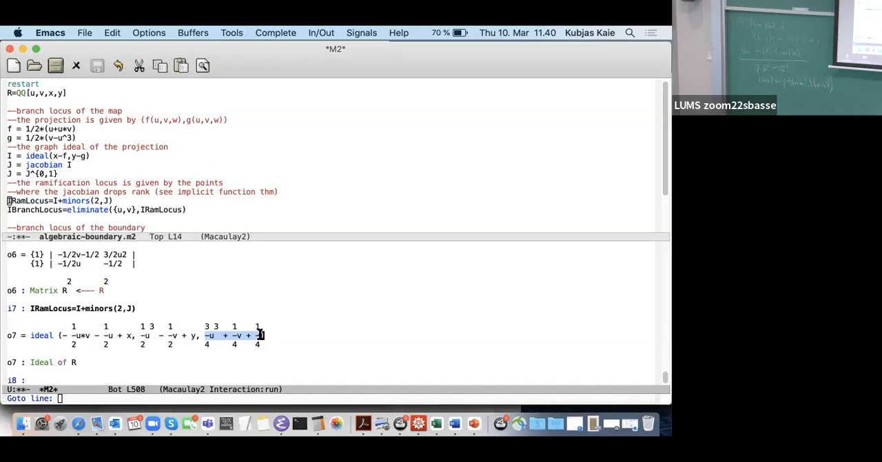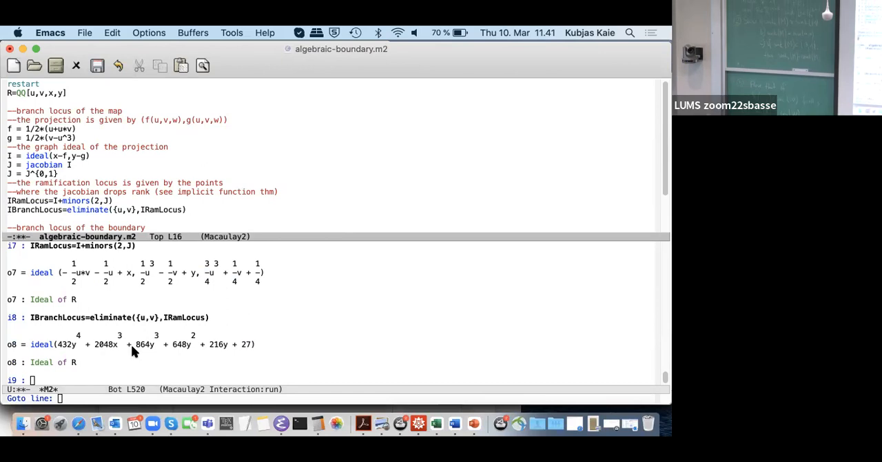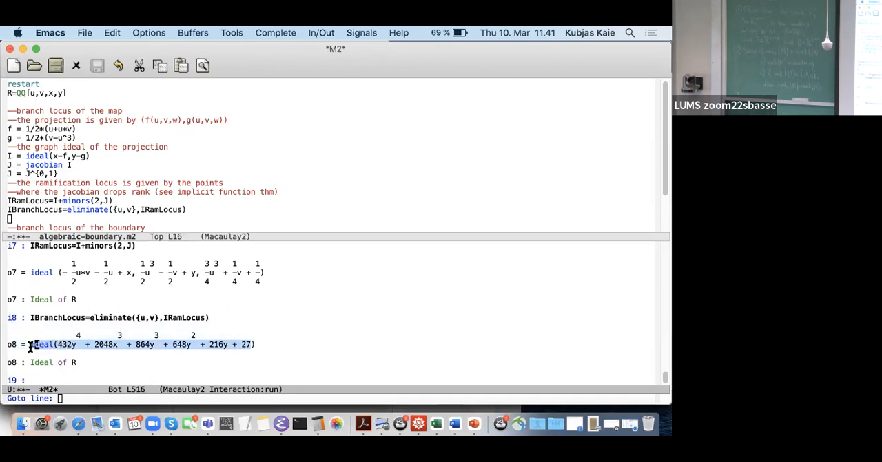To get this, we still live in the space where we have polynomials in 4 variables, u, v, x, and y. But we want to get rid of u and v. We want to describe something in the image space. We want something in x and y. How we get it is we do the elimination of the variables u and v. And you can see that the result is a polynomial that's only in x and y.